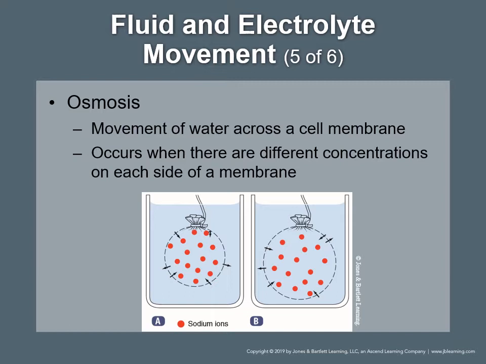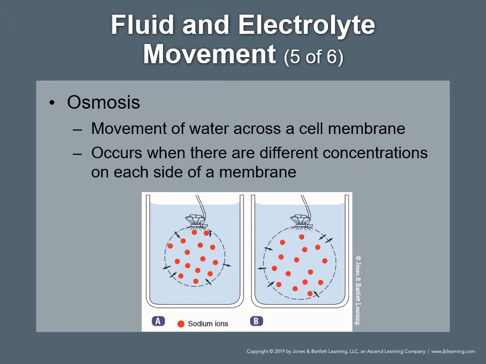Osmosis is the movement of water across a cell membrane. It occurs when there are different concentrations on each side of a membrane. Increasing the concentration of sodium in the extracellular fluid decreases the water in the fluid. Water moves out of the cell to create a balance of water molecules and to dilute the increased concentrations of sodium. Osmotic pressure is increased yet balanced, and the volume puts pressure against the cell wall.